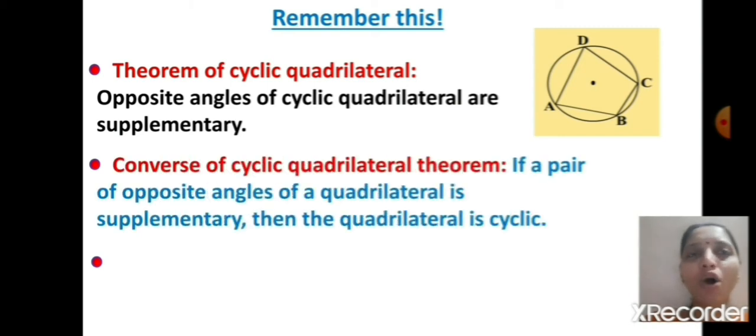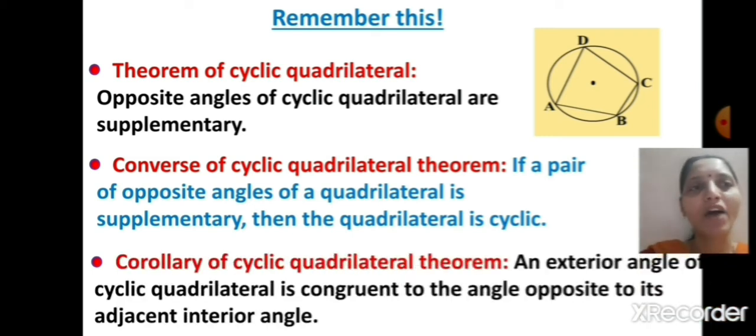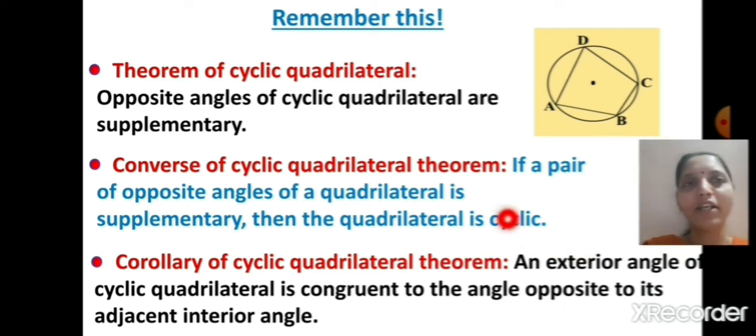Then we have seen the converse of the cyclic quadrilateral theorem. If a pair of opposite angles of a quadrilateral is supplementary, then the quadrilateral is cyclic. After that, we have seen the corollary of the cyclic quadrilateral theorem. An exterior angle of a cyclic quadrilateral is congruent to the angle opposite to it, the adjacent interior angle. All these statements you should remember. Based on this, questions will be asked.